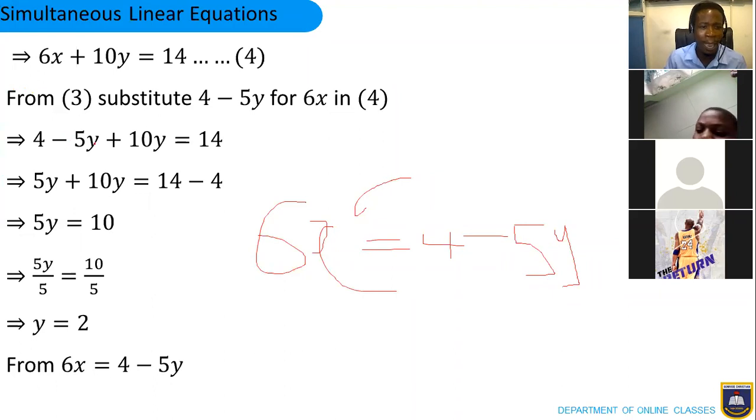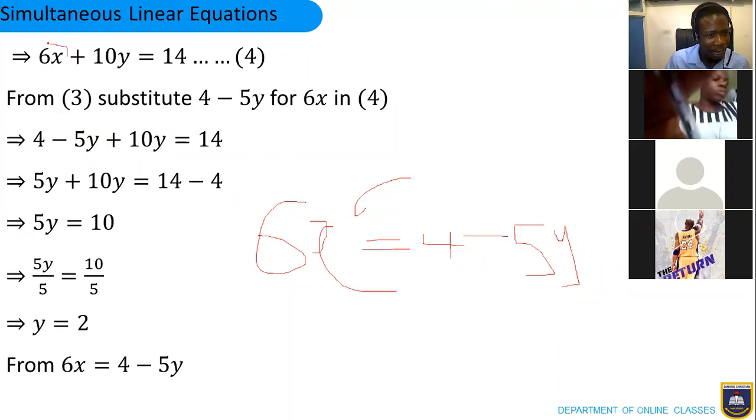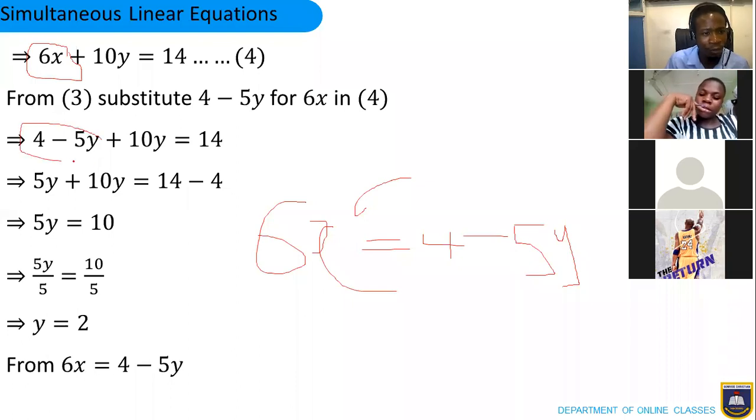So over here, I'll substitute the 6x into that. So that will give me 4 minus 5y plus 10y, because 6x here is 4 minus 5y. So I have 4 minus 5y here being the 6x, plus 10y is equal to 14.